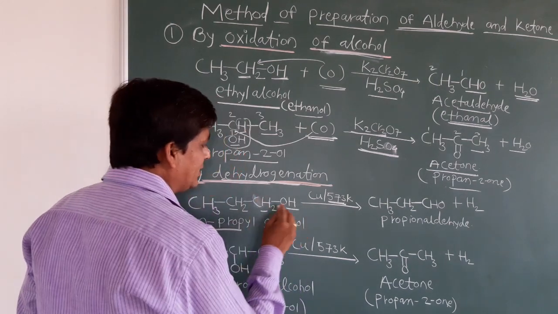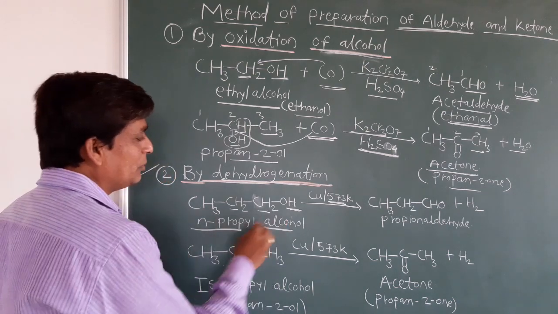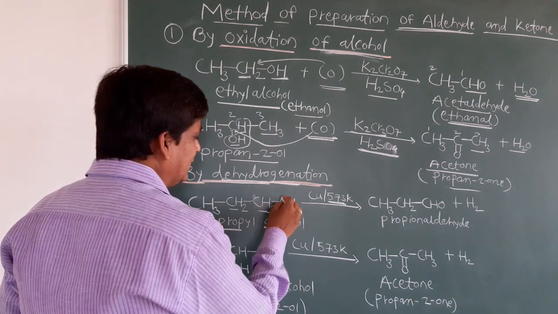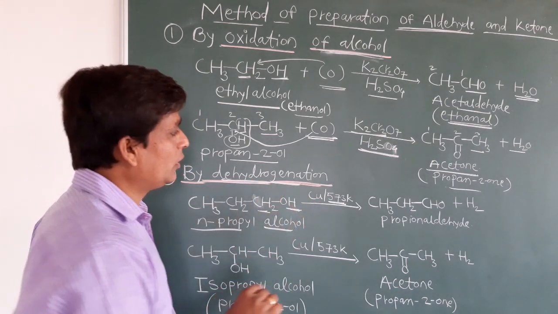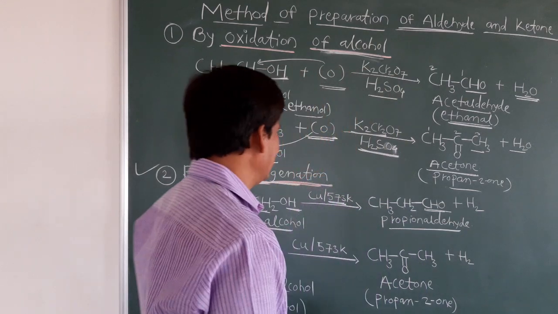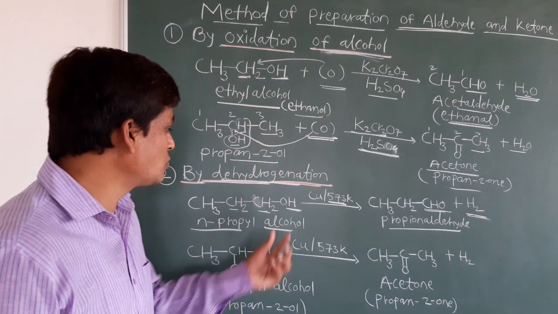From this OH, one hydrogen is removed, and from this CH2, one hydrogen is removed, meaning H2 will be removed. Then what remains here? Only one hydrogen, meaning CH, and this O, so CHO. CH3, CH2, CHO means we get propanaldehyde, and only hydrogen gas is removed, H2. Now, is it clear how H2 is removed?